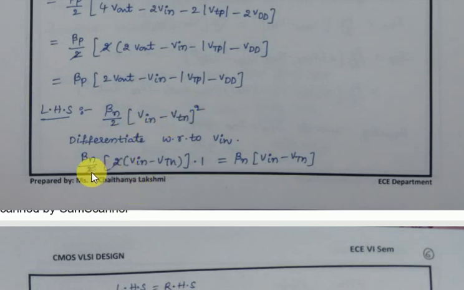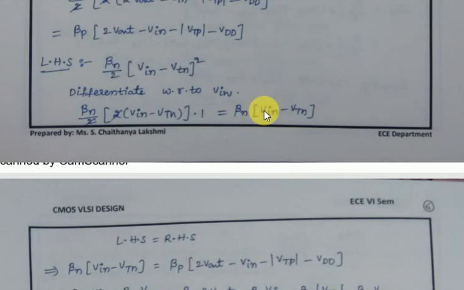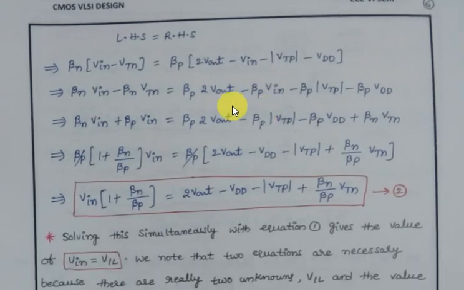Okay, then this 2 and this 2 will be cancelled, so beta n into (Vin minus VTN), the LHS derivative output, will be there. And when you compare these two, LHS value and RHS value, you'll be getting beta n (Vin minus VTN), and beta p [2(Vout minus Vin) minus 2 mod of VTP minus VDD]. Okay, and you just multiply this out.